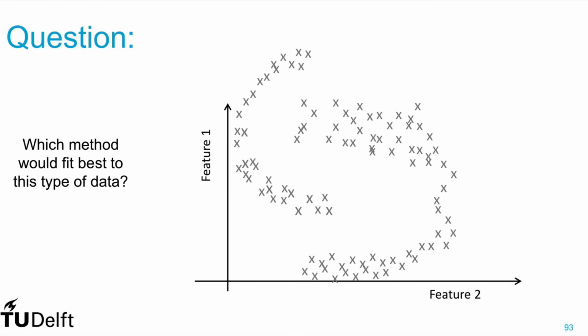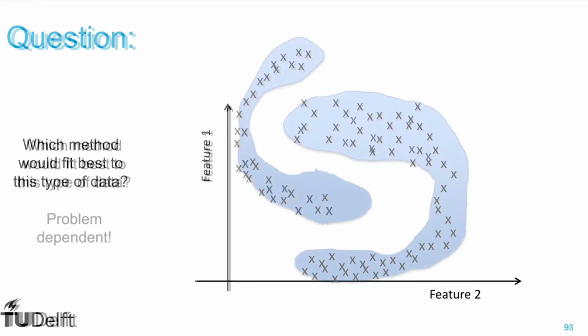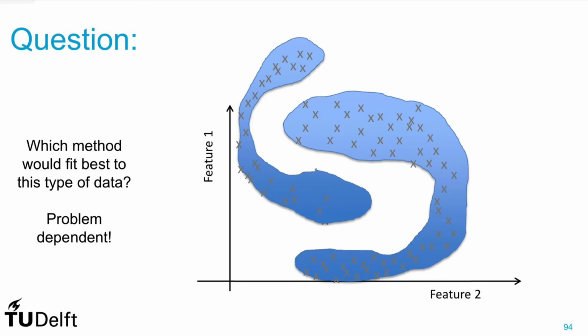Here I have an open question. For the dataset you see over there, which method would fit best? The answer is difficult. In this case, it seems like density-based clustering will perform the best. And you see that the actual selection of the method really depends on the problem you are tackling.